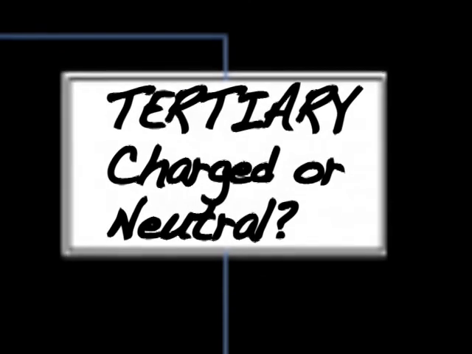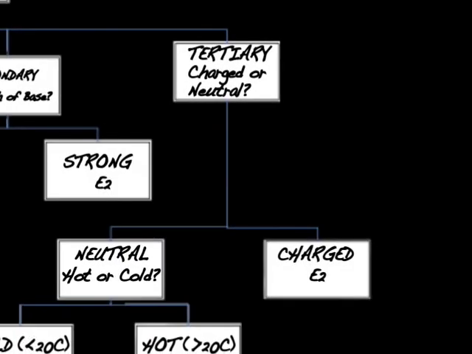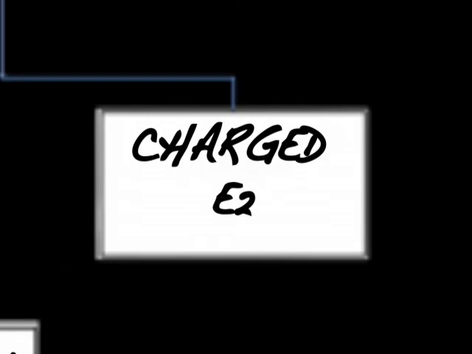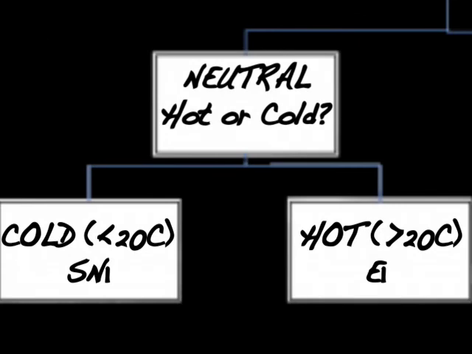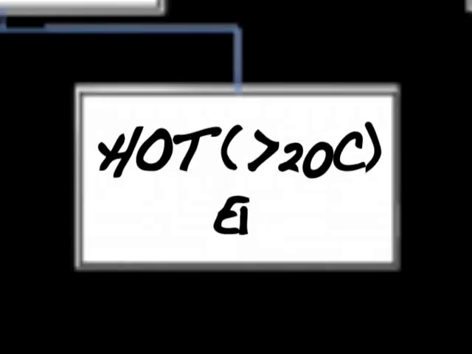If it's charged or neutral under tertiary, we got 2 things here. If it's charged, we have elimination, 2 things happen at the same time. Or if it's neutral, we have to ask ourselves, is the solution hot or cold? If it's a cold solution, then we're going to get primarily SN1, substitution, nucleophilic, 1 thing happening. Or if it's hot, we're going to get E1, which is elimination, 1 thing happening at any one time.